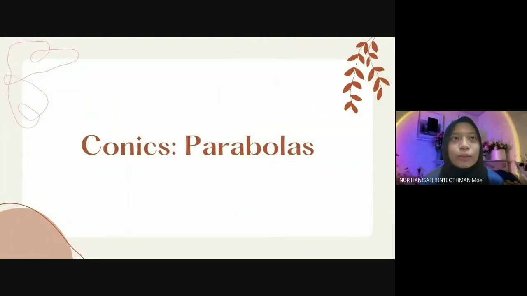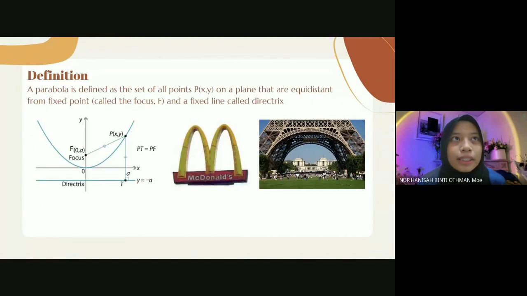Okay, next we proceed with the subtopic parabolas. The definition of a parabola is the set of all points P(x, y), as you can see in the diagram below, on a plane that are equidistant from a fixed point called the focus F and a fixed line called the directrix.